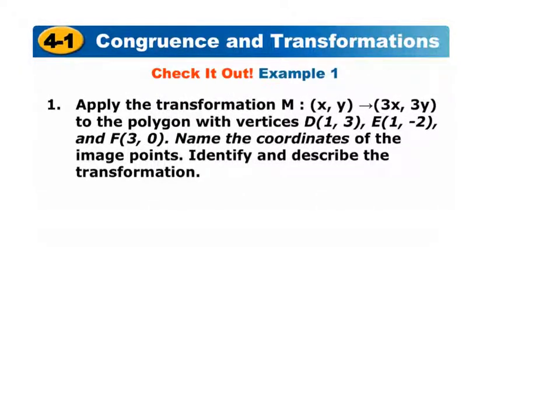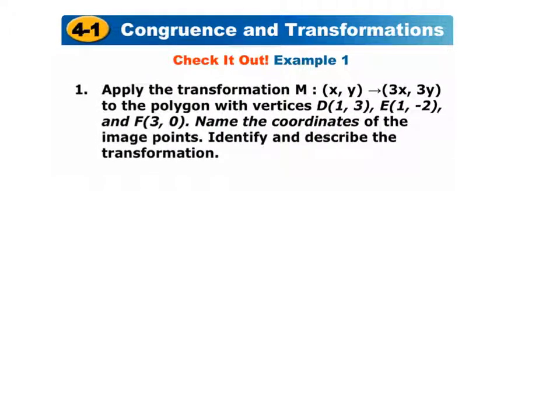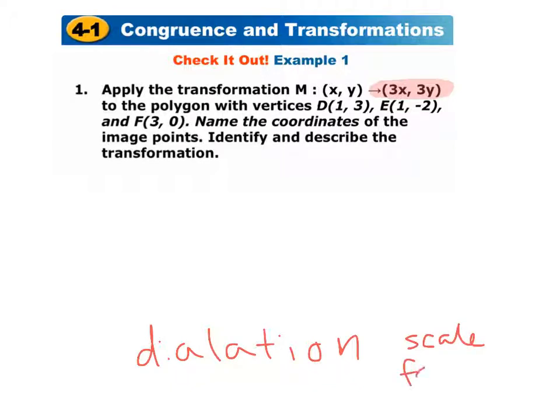So apply the transformation M, (x, y) to (3x, 3y), to the polygon with vertices D, E, and F, and name the coordinates of the image points. Identify and describe the transformation. So right off the bat, what type of transformation do we know this is when we see that 3 is being multiplied to x and 3 is being multiplied to y? Dilation. And what's our scale factor? 3. That's all we had to do.